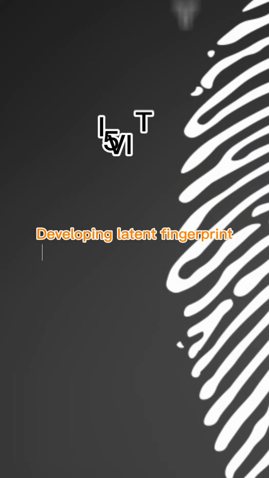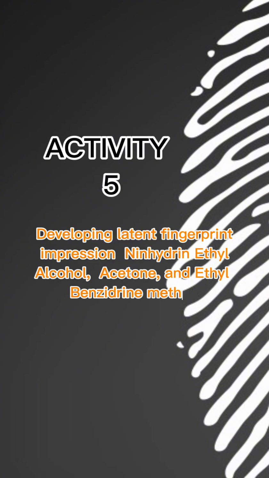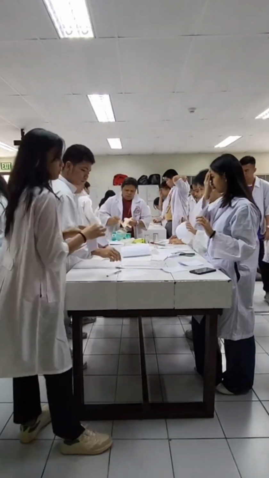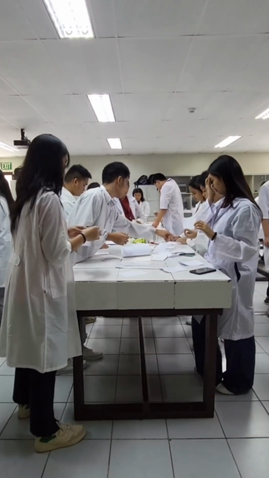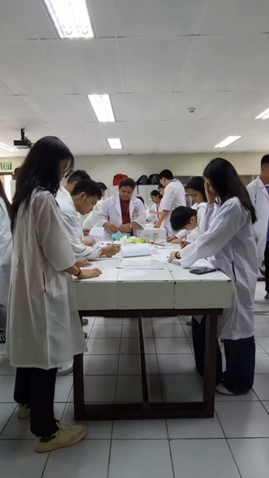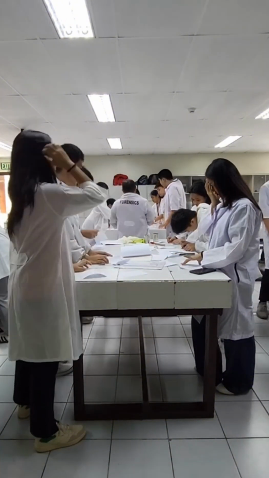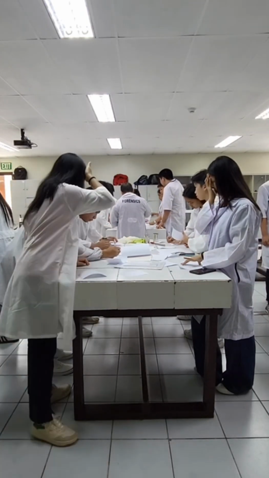Activity number 5. Developing latent fingerprint impression, ninhydrin ethyl alcohol, acetone, and ethyl benzedrine method. The objective of this activity, you will demonstrate skills and knowledge on how to properly develop the fingerprint through the ninhydrin ethyl alcohol method. You will apply knowledge and skills in making chemical reagents and developing latent finger impression.